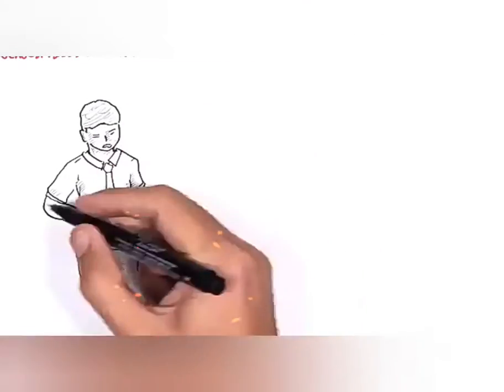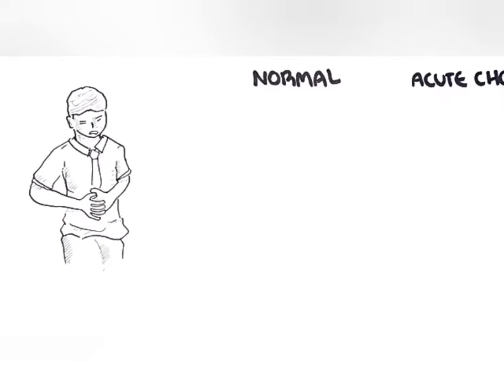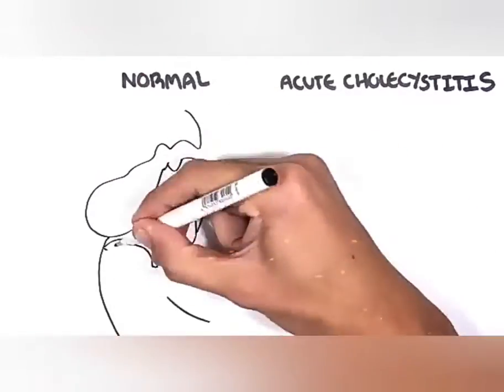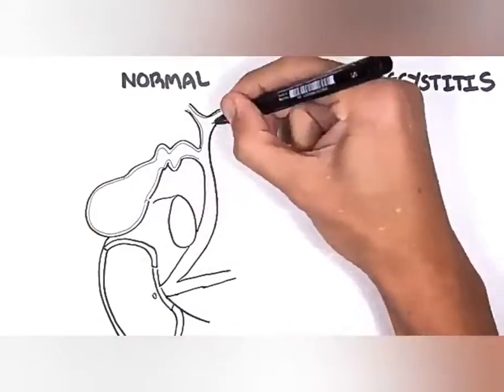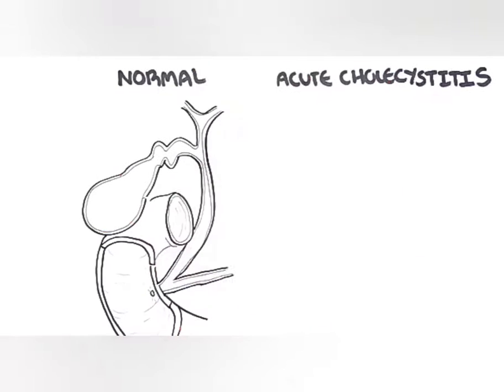So here is a guy with right upper quadrant pain of the abdomen. Let's look at the normal anatomy of the upper GIT partly. So here is the gallbladder. Now the gallbladder is an organ that stores what's called bile, and bile is a mixture of cholesterol and other pigments. The bile is important in digesting fatty foods. The bile is actually produced by the liver, and gallbladder just stores the excess bile.